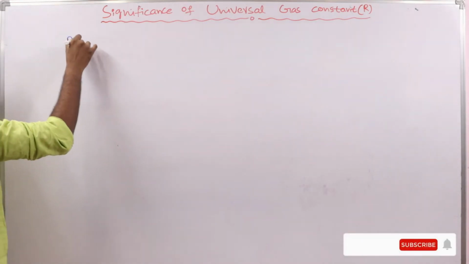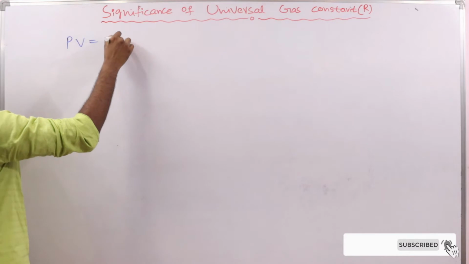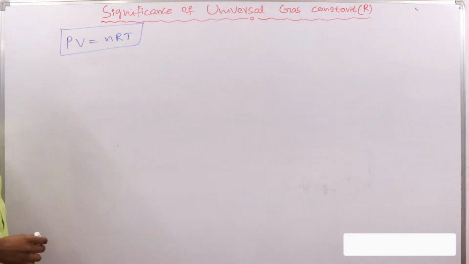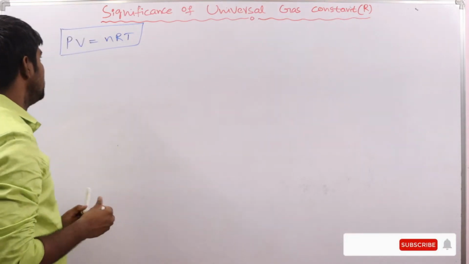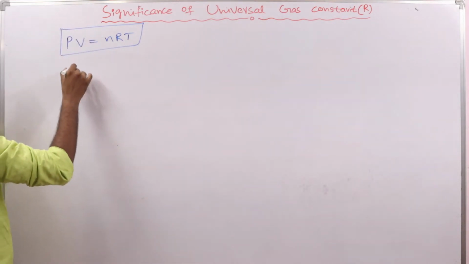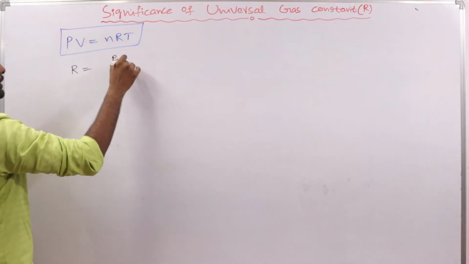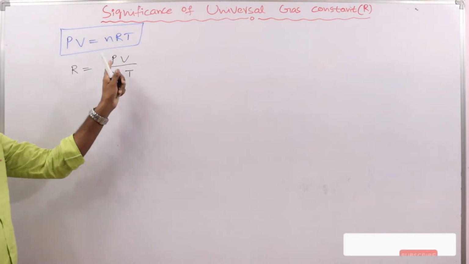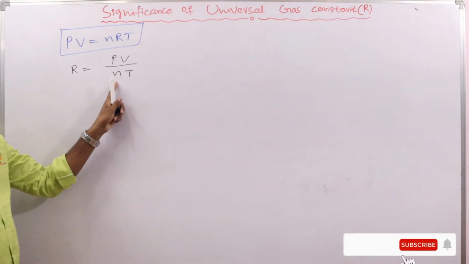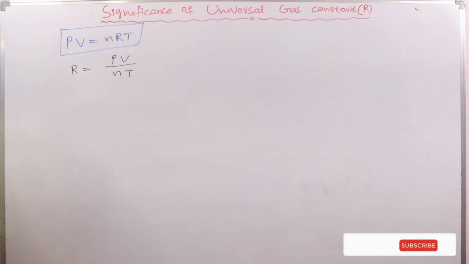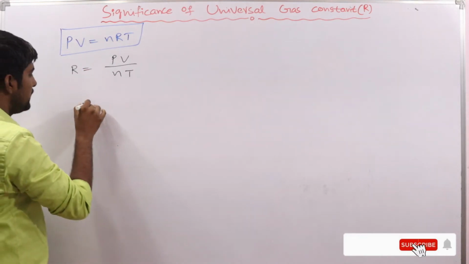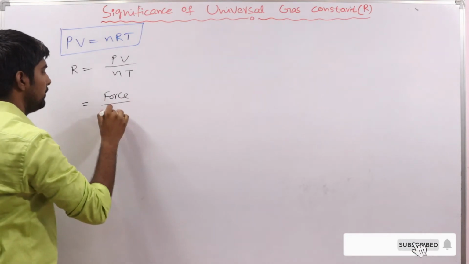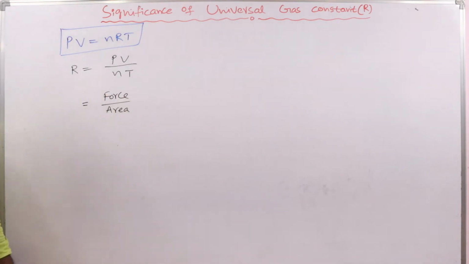We all know the ideal gas equation very well, right? PV is equal to nRT. This is the ideal gas equation. If you rearrange this, we get R is equal to PV by nT, where P is the pressure, V is the volume, n is the number of moles, and T is the temperature. Now what is the pressure expression? Force by area.